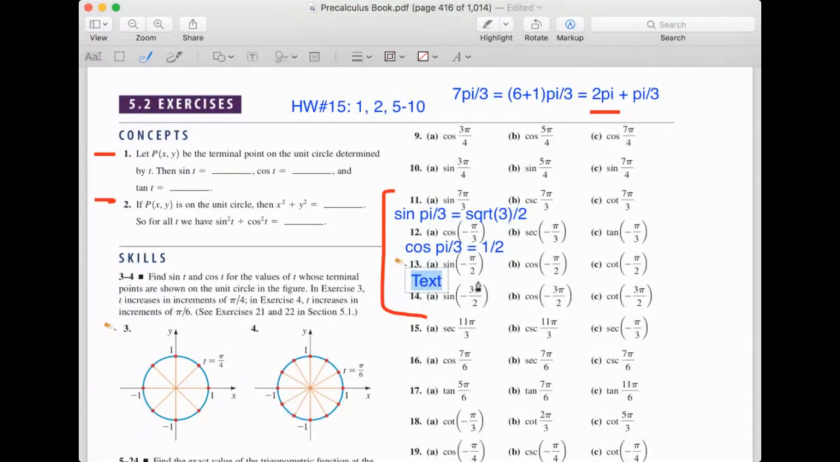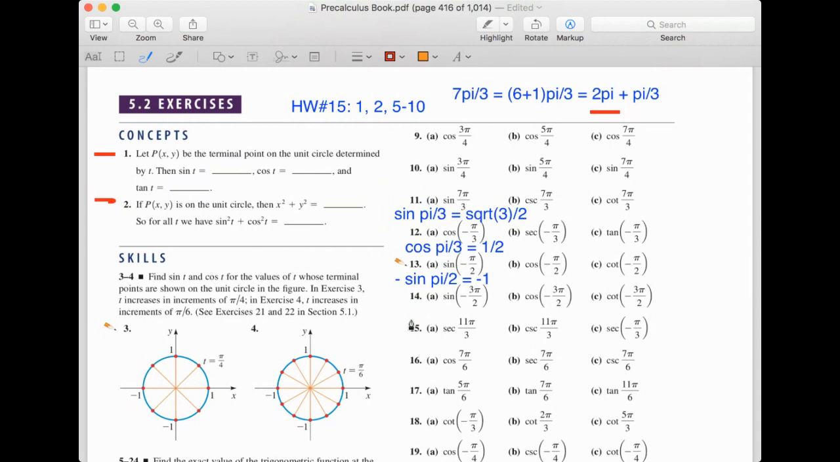13, negative pi over 2 is in the fourth quadrant, right? And sine is negative in the fourth quadrant. We get a negative sine of pi over 2. But what's sine pi over 2? Sine pi over 2 has a very special value, 1. So that equals negative 1.